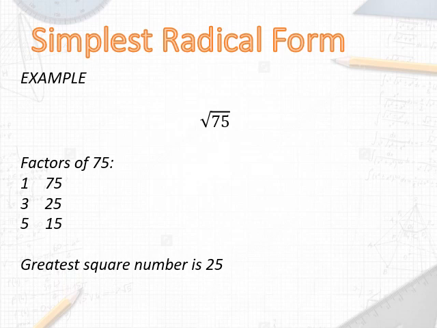So then we say, all right, which of these is a square number? We've got 1 and 25. 25 is the greatest square number, so that's the one we're going to use for this purpose. So that means 3 and 25 are my factor pair, and I need to use those two.